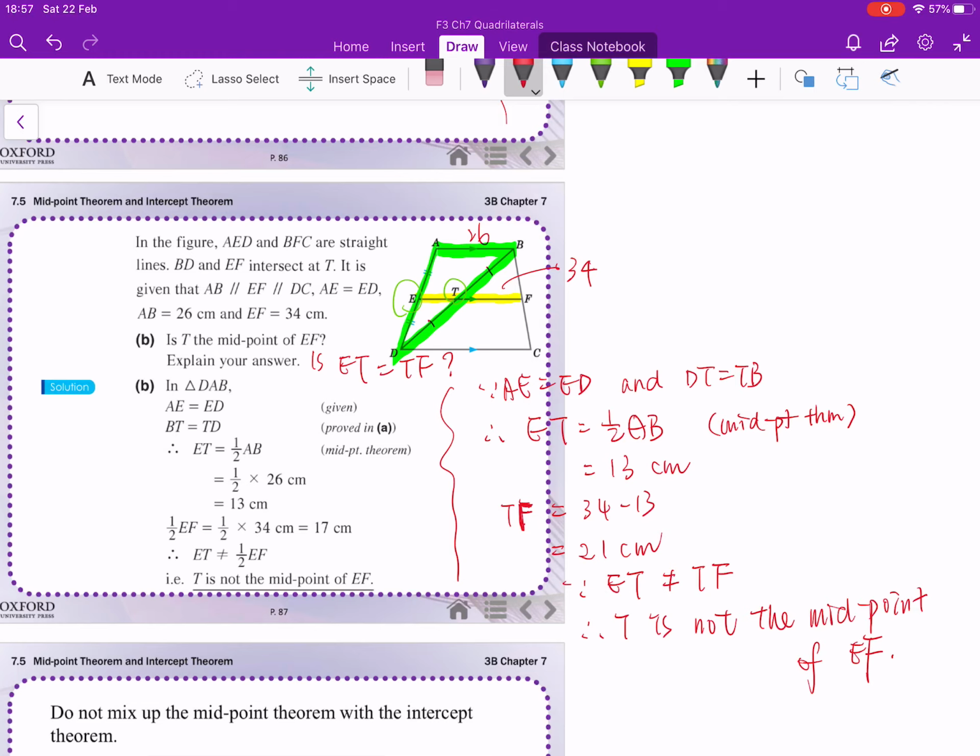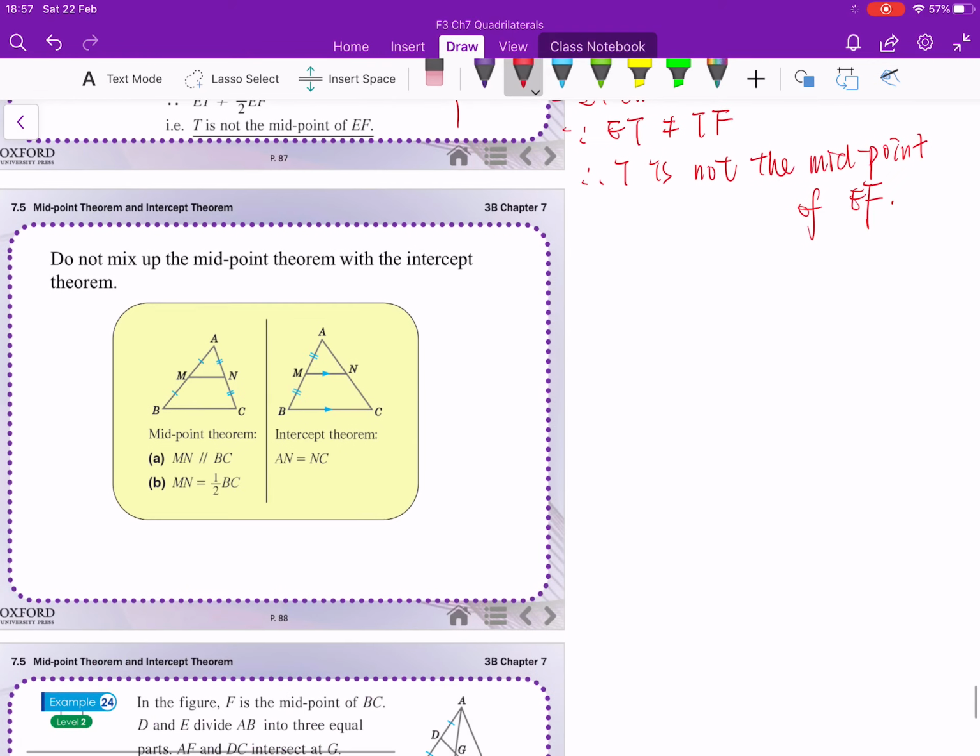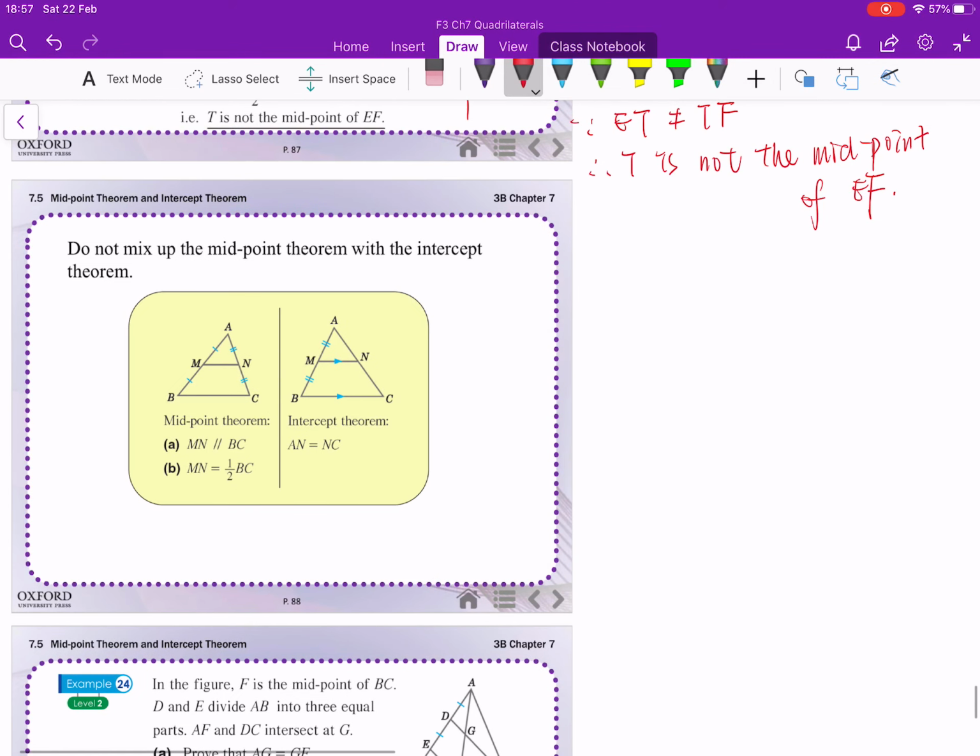Okay, any problem? A kind reminder from your book. In past experience, some senior form students, or some students who just learned these two theorems, will mix them up because they are about midpoints or about parallel lines. But actually, I don't think you will mix them up.